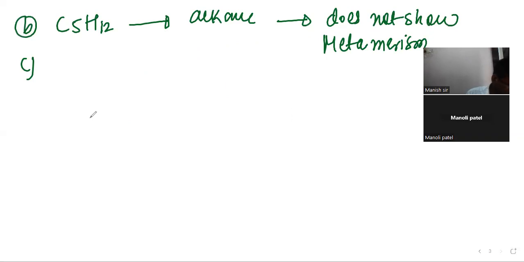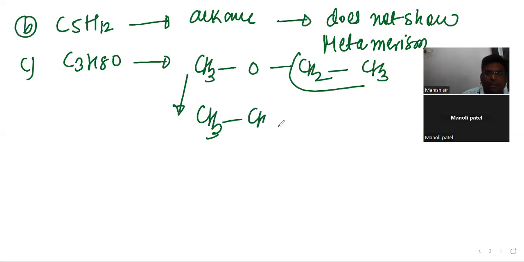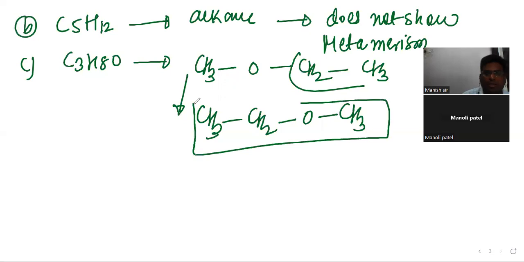The next option is C3H8O, option C. You can see the arrangement now: CH3-O-CH2-CH3. If you take these two compounds and flip one on the left-hand side, it will be CH3-CH2-O-CH3. So these are the same compounds and it is not showing metamerism. These two are the same.